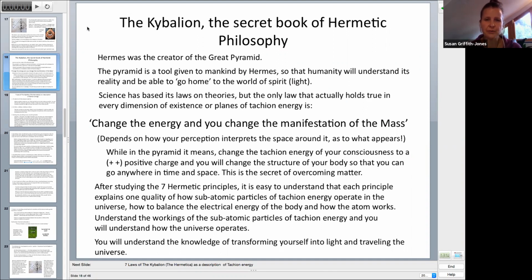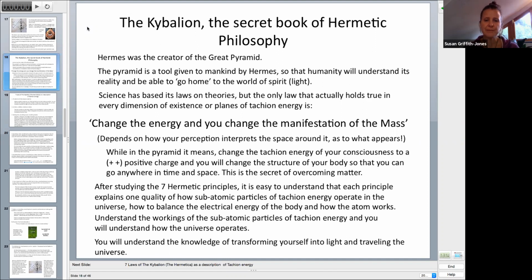Hermes was the creator of the Great Pyramid, and the pyramid is a tool given to mankind by Hermes so that humanity will understand its reality and be able to go home to the world of spirit, or rather light. Science has based its laws on theories, but the only law that actually holds true in every dimension of existence or planes of tachyon energy is: change the energy and you change the manifestation of the mass. So, depending on how your perception interprets the space around you, so will it appear, which is what that means.